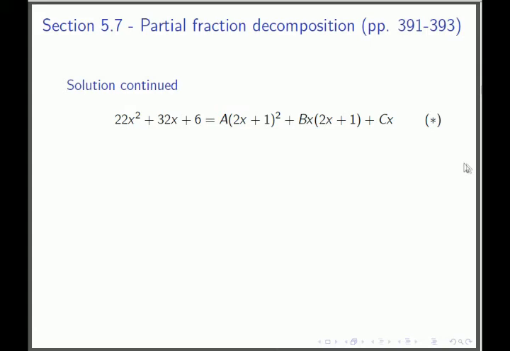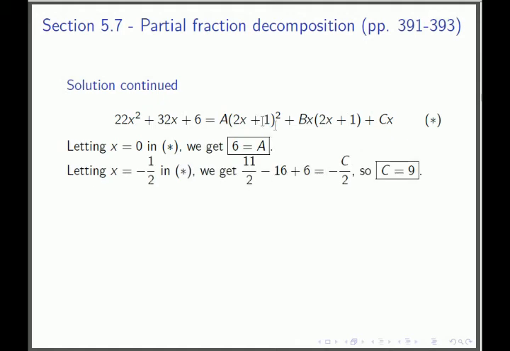Just copying down that same equation here. And what I'm going to do is plug in x equals 0 here. Then what do I get? On the left side, I just get 6. On the right side, these two terms that have x in them will be 0. And the remaining term will be a times (2 times 0 plus 1) squared, which is just 1 squared, which is 1. So on the right side, I do just get a, which tells me that a must equal 6.